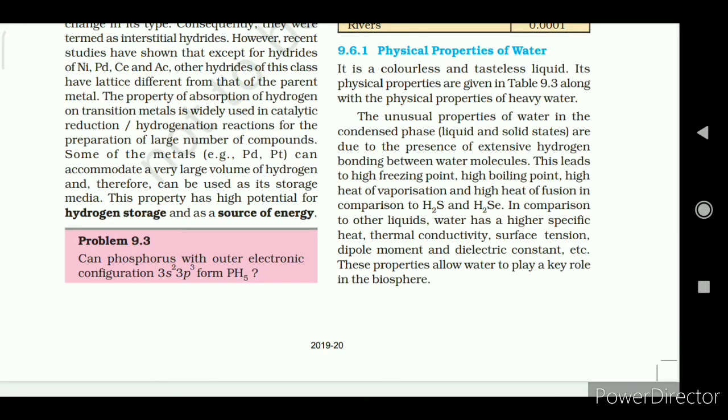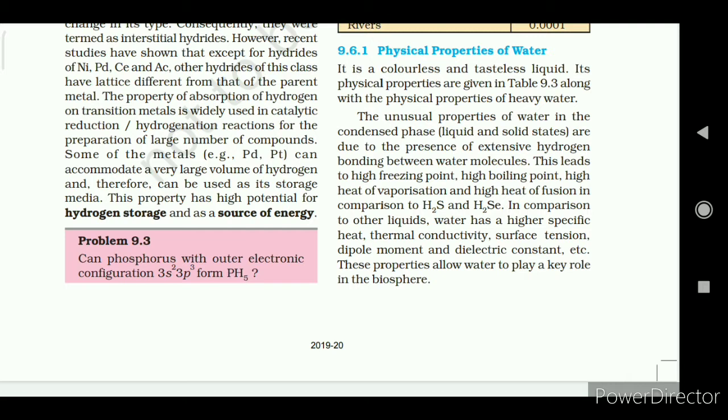The high heat of vaporization and heat capacity are responsible for moderation of the climate and the body temperature of living beings. It is an excellent solvent for transportation of ions and molecules required for plant and animal metabolism. Due to hydrogen bonding with polar molecules, even covalent compounds like alcohol and carbohydrates dissolve in water.